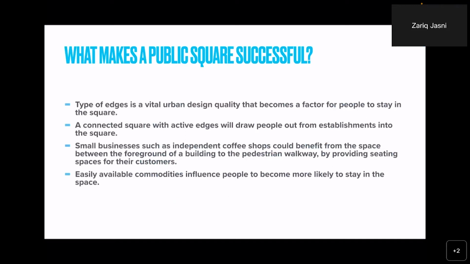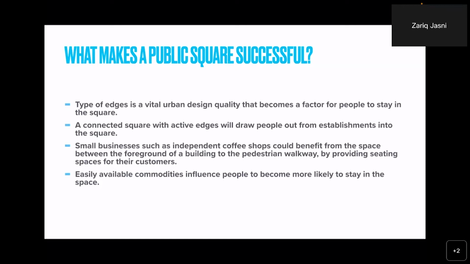So what makes a public square successful? The types of edges is a vital urban design quality that becomes a factor for people to stay in the square. When we design a public square, the number one thing is that we want people to actually use the square. So a connected square with active edges will draw people out of establishments or buildings into the square.